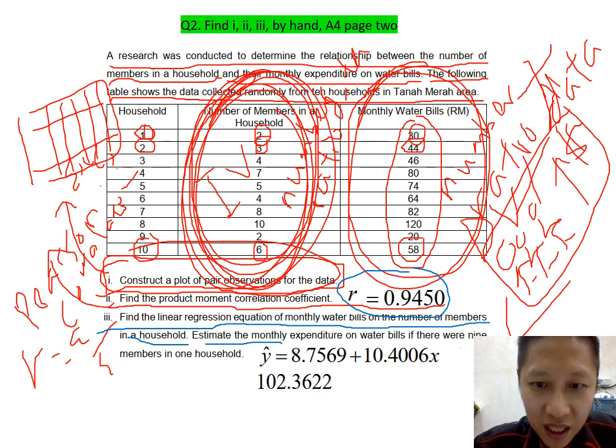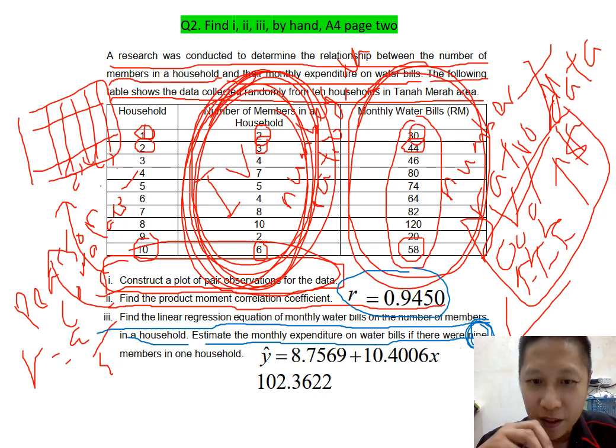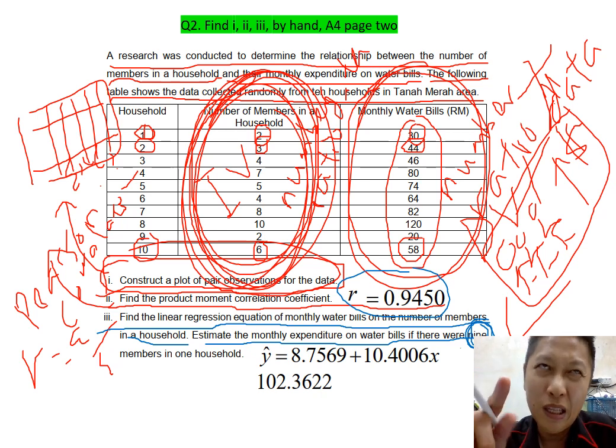The third one, you want to find the linear regression equation of monthly bills in a household. Estimate the monthly water expenditure if there are how many? Not 59, but this problem asks us to find 9 people inside the house. So you want to find 9 people. We want to guess how much they need to pay every month.